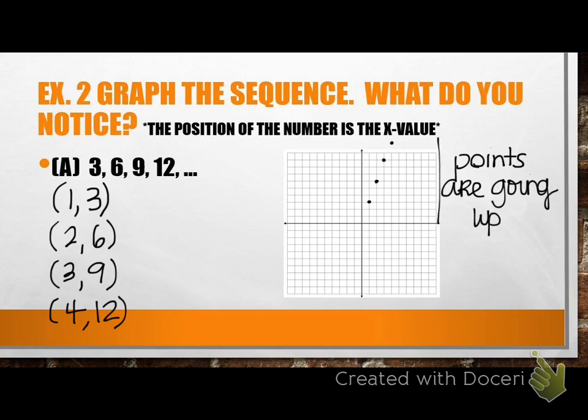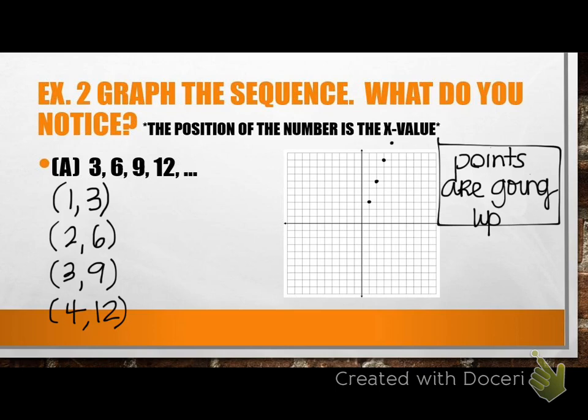Here's what they're trying to teach you. They're trying to teach you how to graph a sequence, number 1. They're also wanting you to notice the points. Are the points going up? Are the points going down? Is my common difference increasing or is my common difference decreasing?